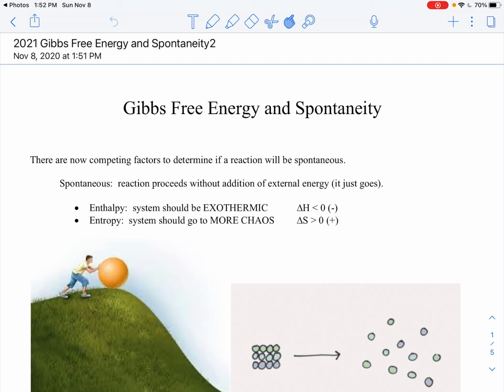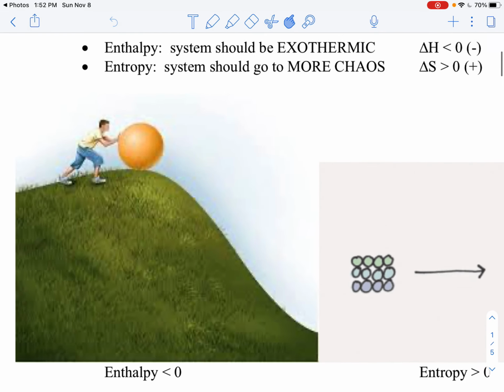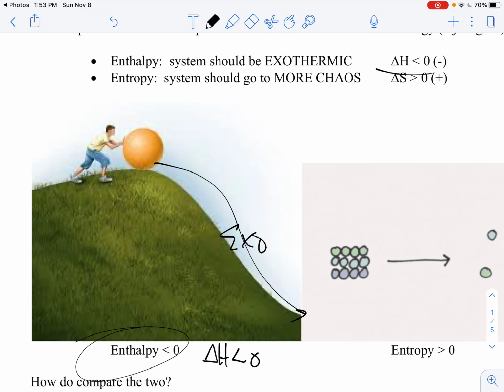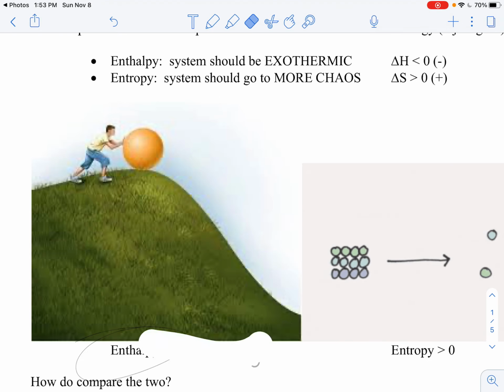So, remember, what we've now done is we have looked at two different concepts for spontaneity, which may or may not be working together or working against each other towards spontaneity. For example, the first one that we learned about was enthalpy. And enthalpy tells us that if we have a high potential energy, systems tend to go to low potential energy or be exothermic and have enthalpy values that are less than zero. So the delta H, we want to be less than zero. We want it to be exothermic.